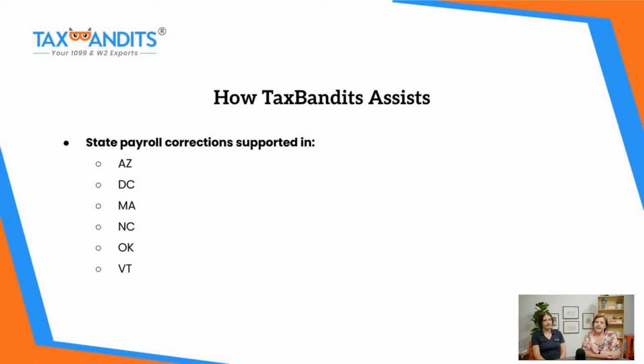And how can Tax Bandits help prevent future corrections? The best correction is the one you never file. Before submitting state payroll, take a few extra minutes to review your payroll reports, verify employees' names, social security numbers, double check wages, withholding totals, confirm any federal EINs and state account numbers. Make sure you're not inverting numbers. That is a common error.